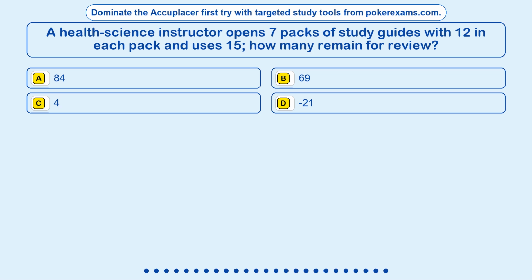Question 1. A health science instructor opens 7 packs of study guides with 12 in each pack and uses 15. How many remain for review? Option A, 84. Option B, 69. Option C, 4. Option D, -21.